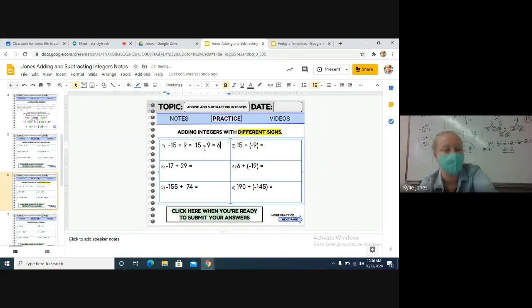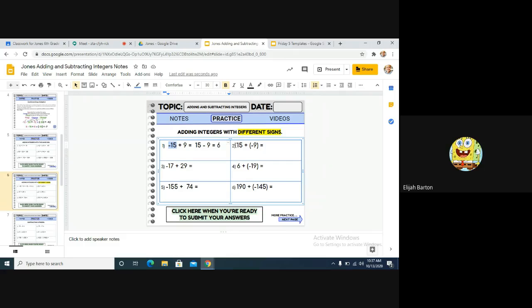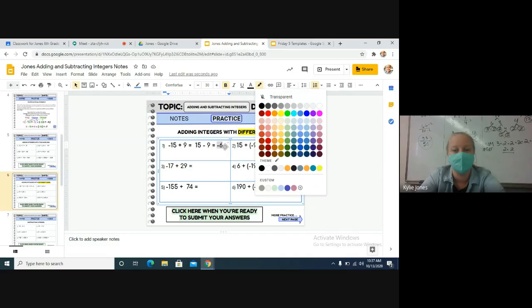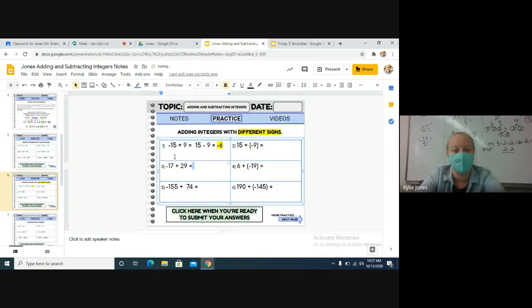6. Now, we need to figure out if this is a negative or a positive 6. How do I do that? Good. You look at the number that was bigger. So the 15 was bigger. And is the 15 negative or positive? Negative. So your answer will be negative. So our answer here is -6. Okay.